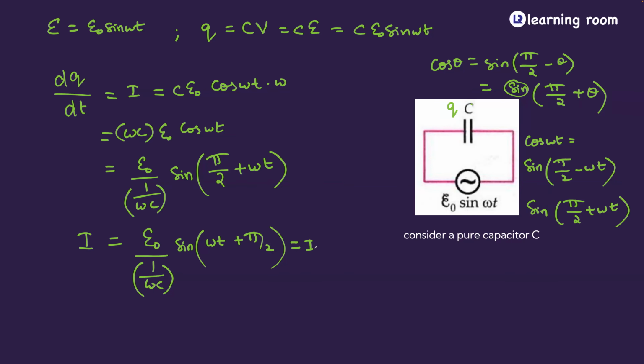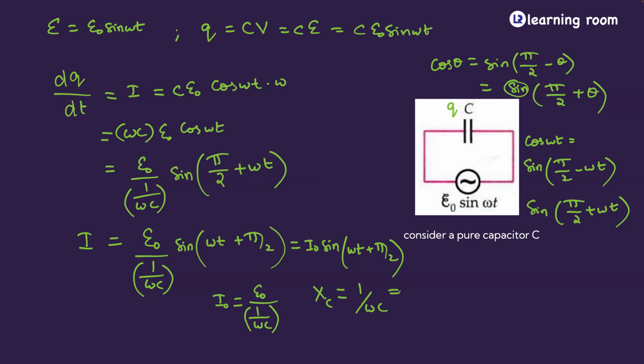So this will be equal to I naught sine of omega t plus pi by 2. Am I clear with this? Where I naught is equal to how much? It will be E naught divided by 1 by omega c. This 1 by omega c is given a name, Xc, X with a subscript c, and this is equal to 1 by omega c.